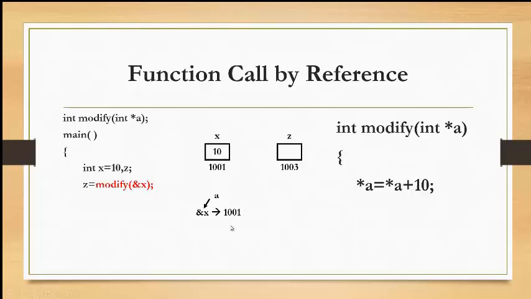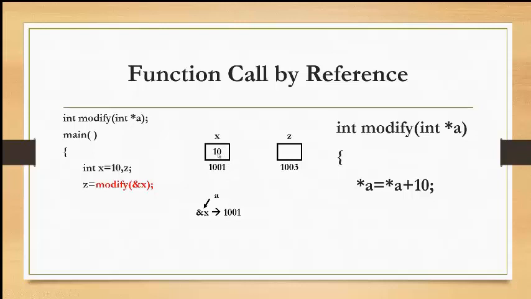So if we simply try to put the value that is a, it will have the address of the variable x, because the address of x is getting passed as an input argument to this particular function definition. So what happens here is star a. The star a indicates the value that is present in the memory location 1001. So directly the function definition will look for the memory location and the value that is present in the corresponding memory location.